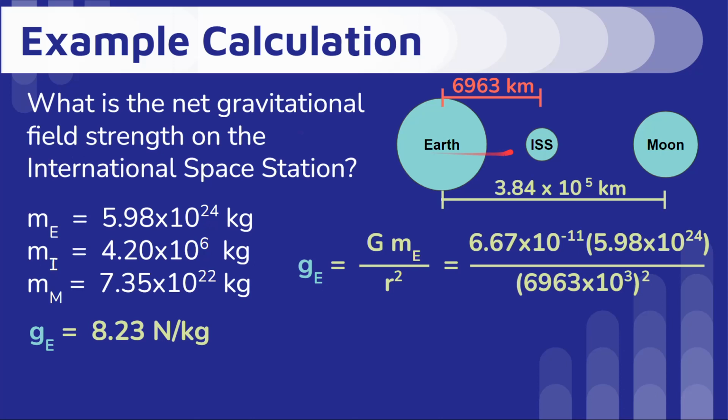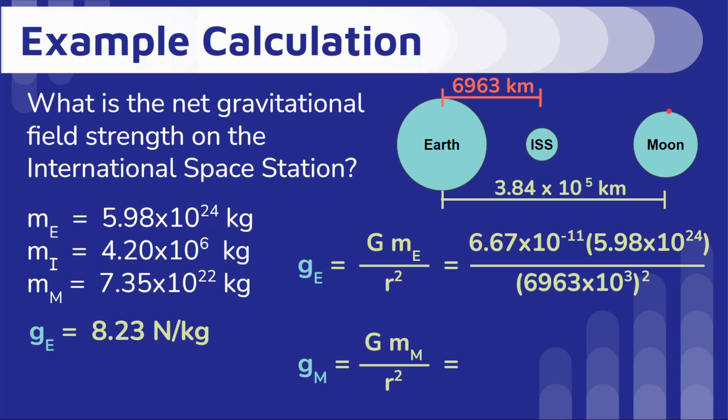All right, let's go ahead and do the same calculation because we want the net gravitational field strength. The ISS is being affected by both the gravitational field of the Earth and the gravitational field of the Moon, so we need to do the same calculation, but for the Moon. The gravitational field strength of the Moon equals my universal gravitational constant times the Moon's mass, divided by the distance of separation squared.